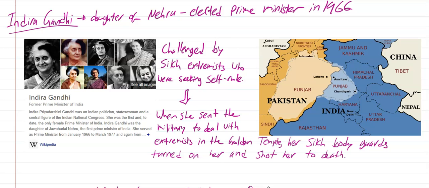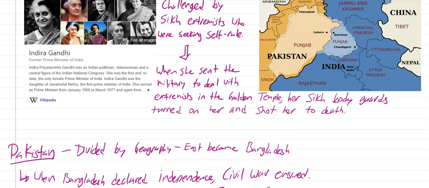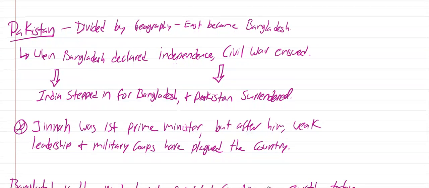Some of the bodyguards of Indira Gandhi were in fact Sikhs. And so she was challenged by Sikh extremists, and she sent the military to deal with them in the Golden Temple. We could go into a lot more detail on that, but we're not going to for the sake of this video. And as a result of the way she handled that, her Sikh bodyguards actually turned against her and shot her to death. In hindsight, it kind of makes sense that maybe she would have considered that as a possible threat.